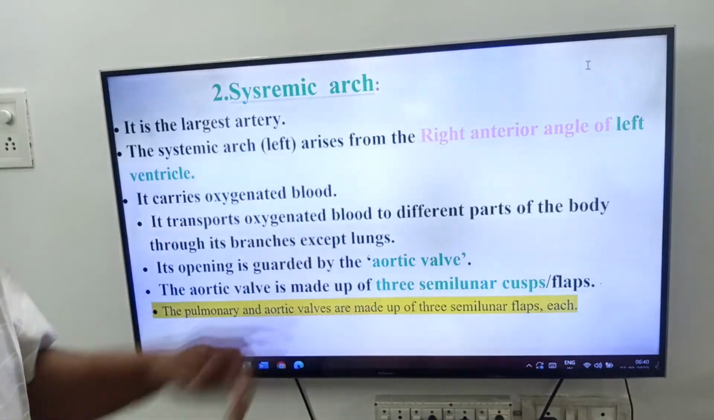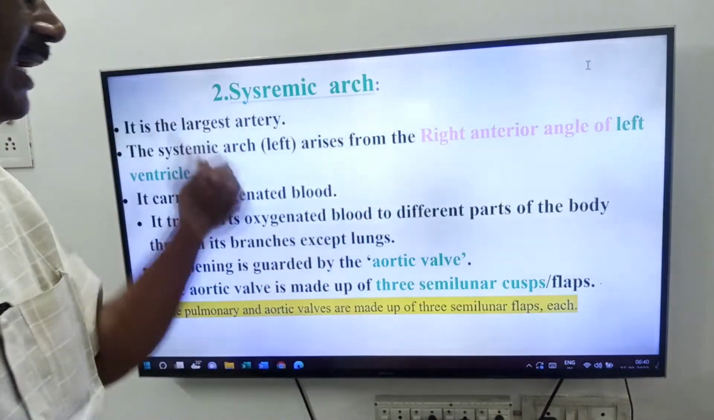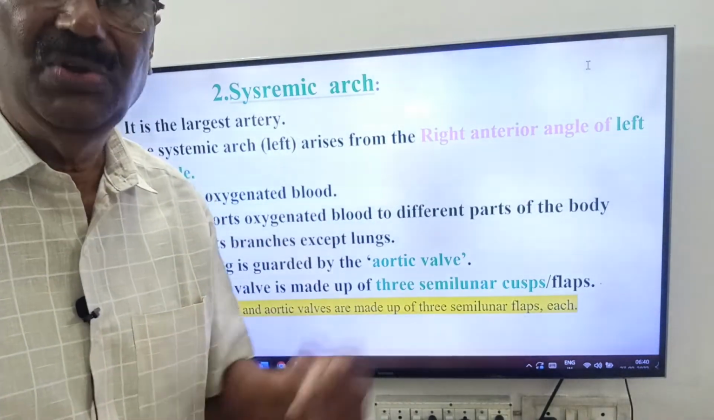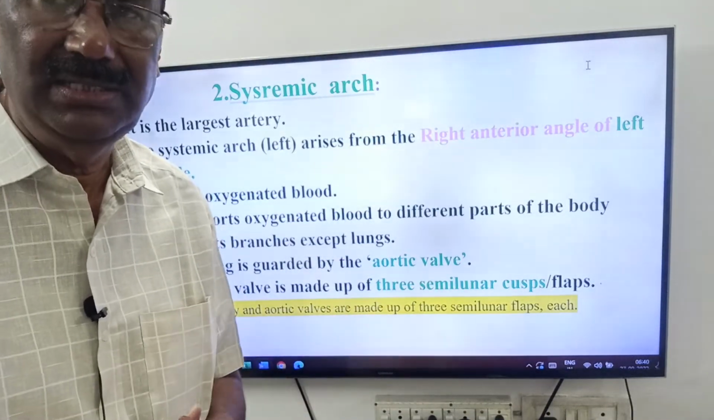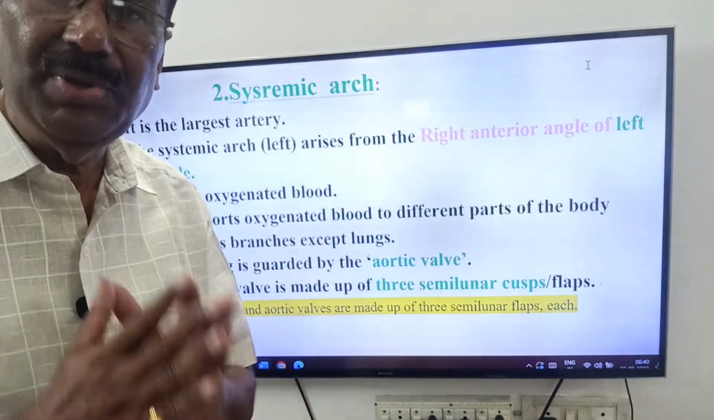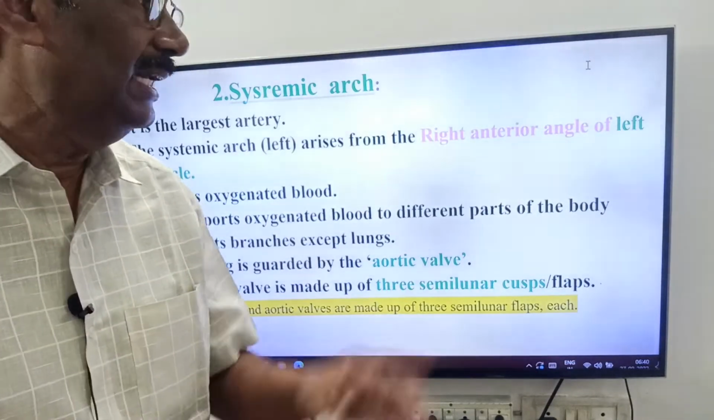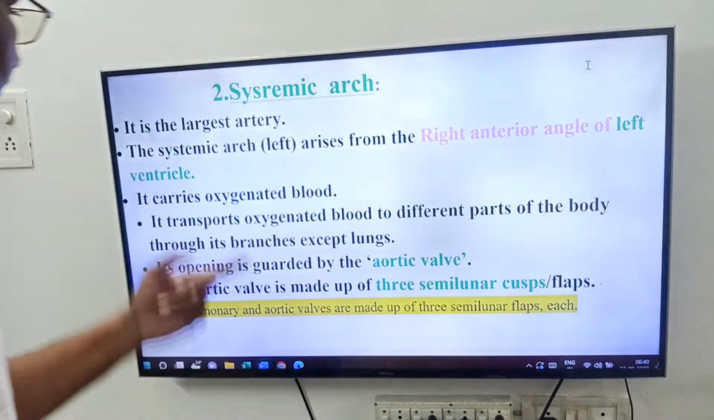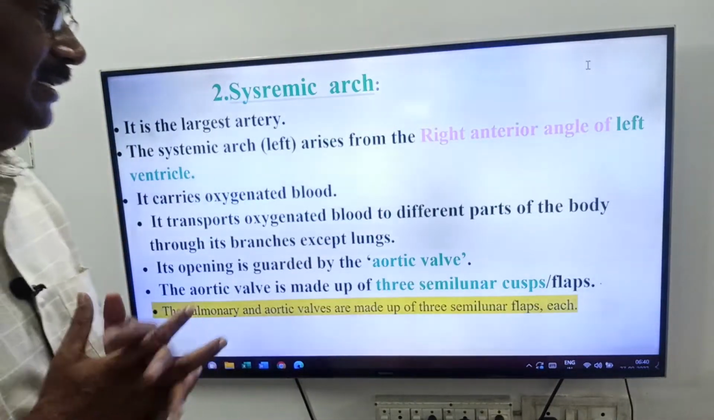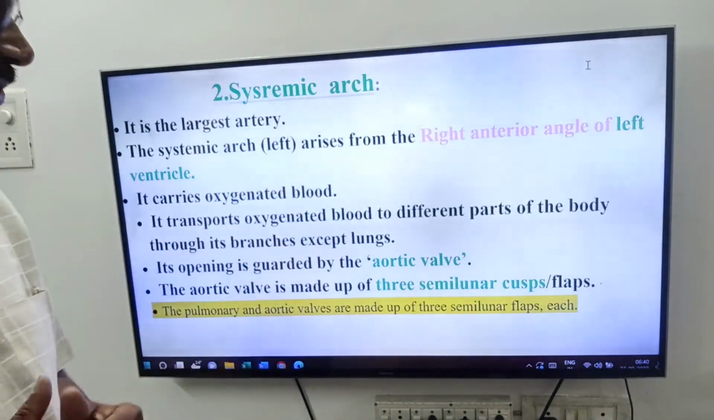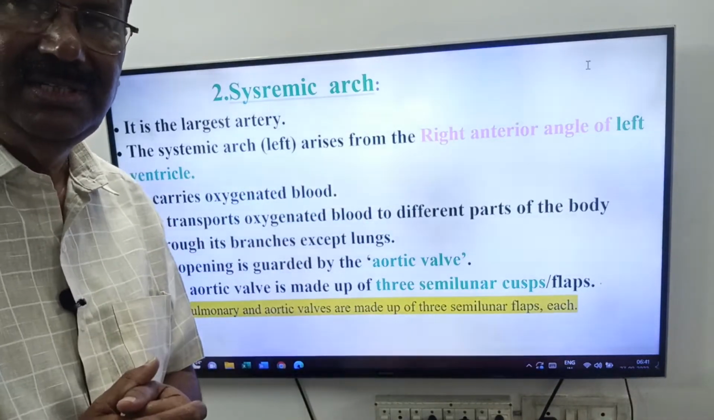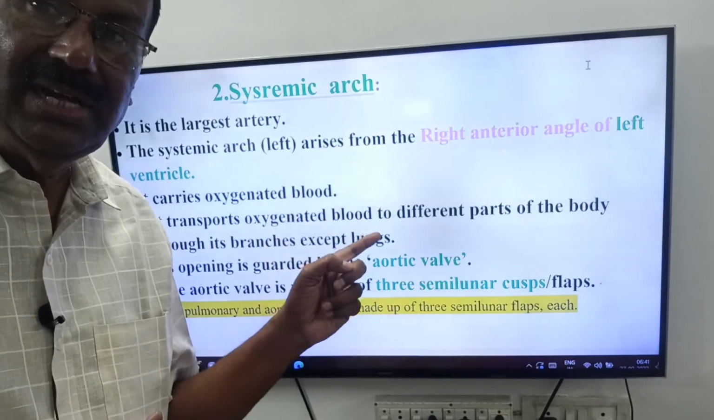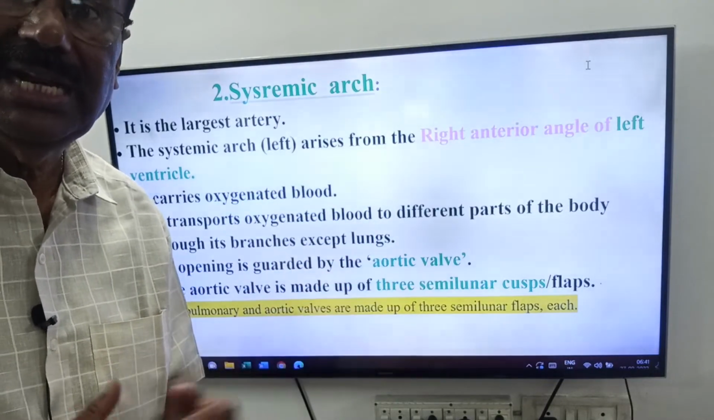The systemic arch arises from the right anterior angle of the left ventricle. The left ventricle has pure or oxygenated blood. So this left systemic arch arises from the right anterior angle of the left ventricle. This is a NEET question. Next, it carries oxygenated blood to various body parts, but it won't supply blood to the lungs. Lungs receive blood from the right ventricle.